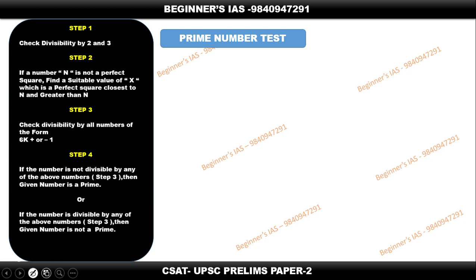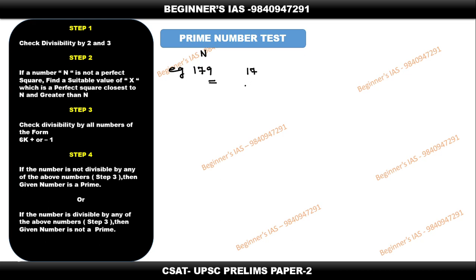Let us solve one question for a better understanding. I'm taking the example 179. Here, this is n. This is not a perfect square number. So we move on with the first step first. It ends with 9, therefore it is not divisible by 2. Then find the sum of the digits, which is 17. The 17 is also not divisible by 3.